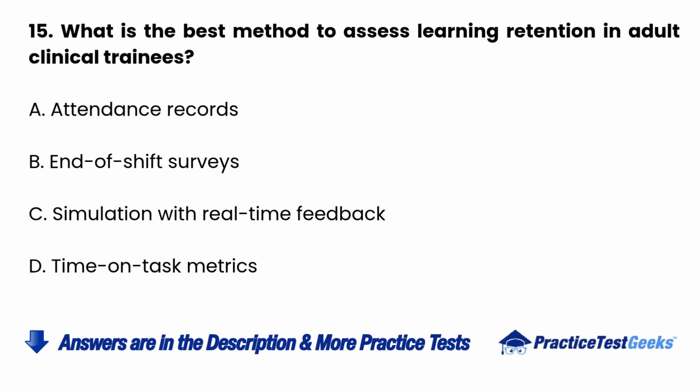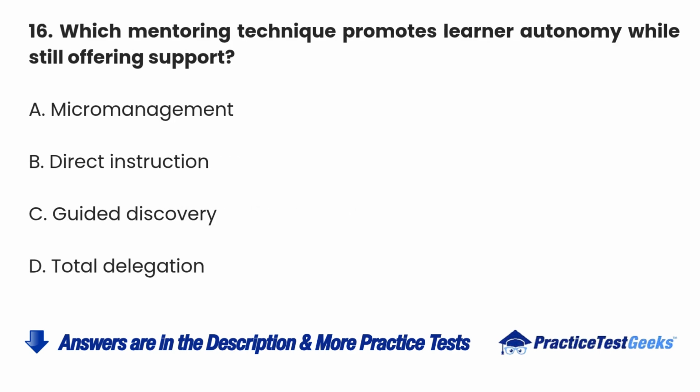15. What is the best method to assess learning retention in adult clinical trainees? A. Attendance records. B. End-of-shift surveys. C. Simulation with real-time feedback. D. Time-on-task metrics. 16. Which mentoring technique promotes learner autonomy while still offering support? A. Micromanagement. B. Direct instruction. C. Guided discovery. D. Total delegation.